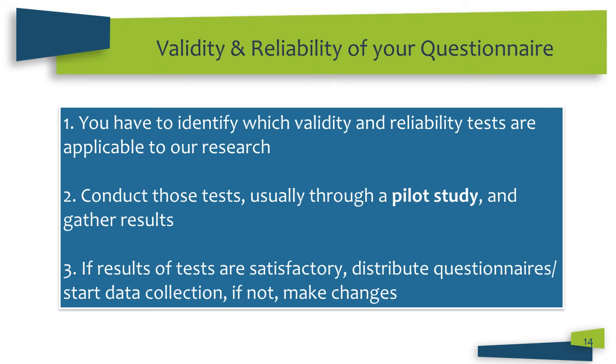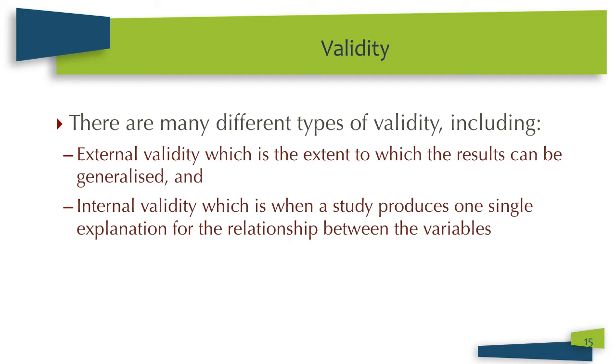And if your tests of validity and reliability are satisfactory, you start distributing the questionnaire or collecting your data. If they're not satisfactory, then you make the changes and do the next iteration of your pilot study, and then check your validity and reliability, and you keep doing it until you get satisfactory results for validity and reliability. So quickly, what are the different types of validity?